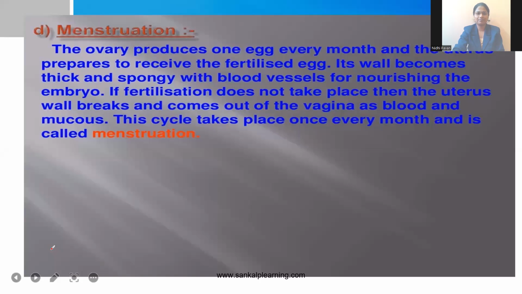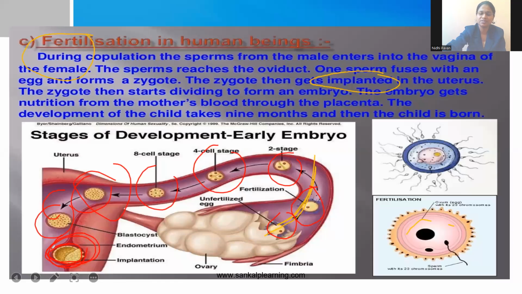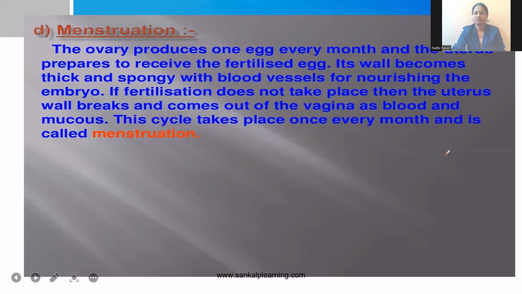So in a female, what happens if the sperms are not there to fuse with the egg? At that time, the matured egg has to go out of the female body, right? So what happens? The ovary, the female reproductive part, produces one egg, one ovum every month. Whether the egg is fertilized or not, the uterus prepares itself so that it will receive the fertilized egg.